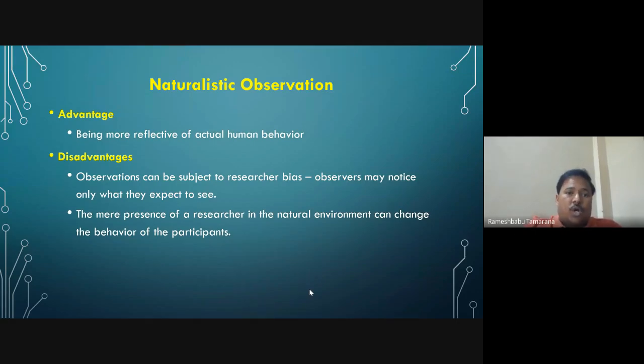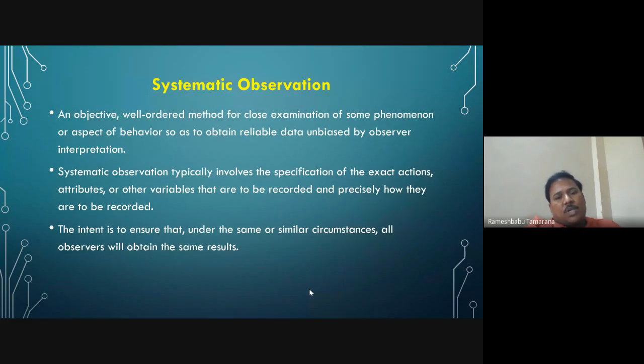In order to avoid these disadvantages, we have something called systematic observation. Systematic observation is a very objective, well-ordered method for a close examination of some phenomenon or an aspect of behavior, to obtain reliable data unbiased by the observer's interpretation. Because in naturalistic observation, I have certain biases, so those biases might be reflected in my observations. But in systematic observation, I know what I'm going to observe, because there are probes for me to observe.